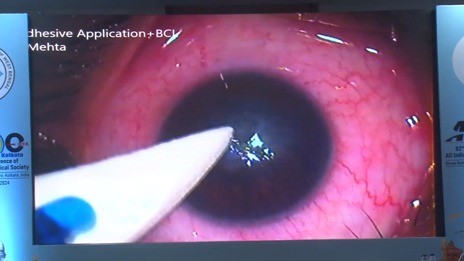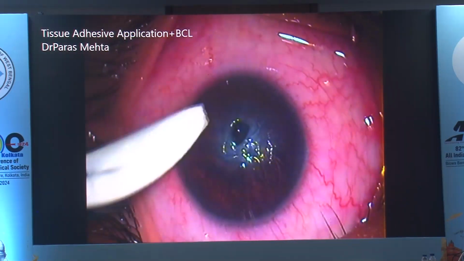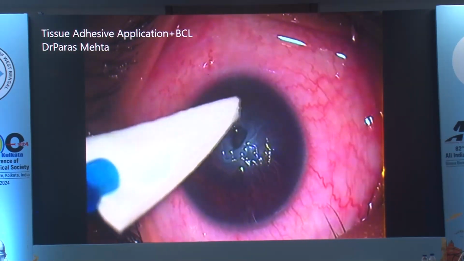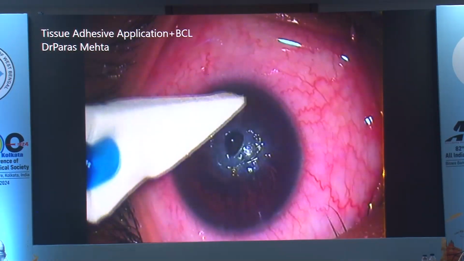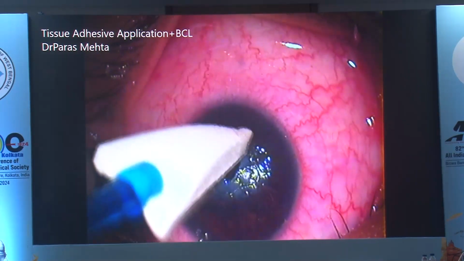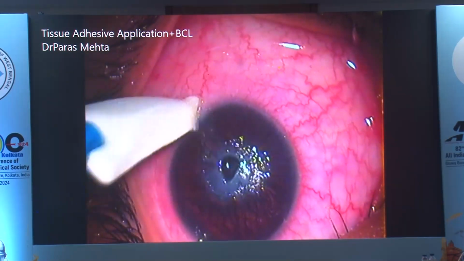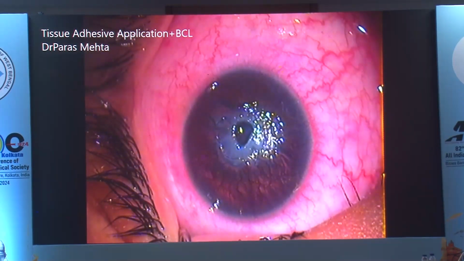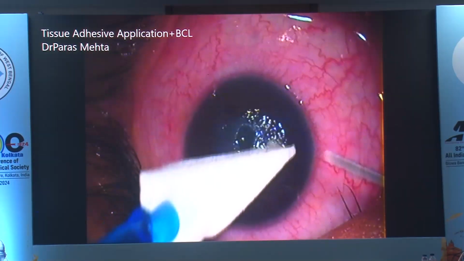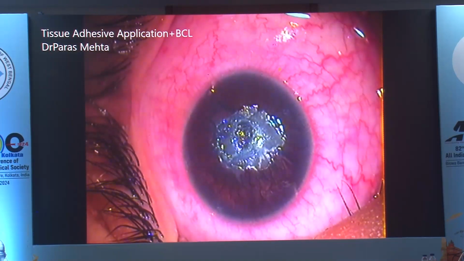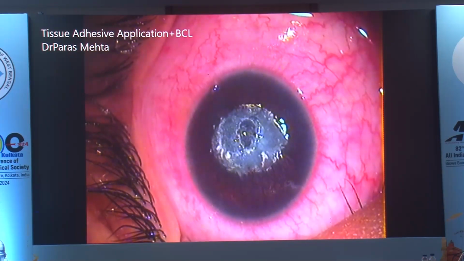This is another case where instead of a number 15 blade, I am using a dry Merocel sponge. If it is dry, you can definitely remove the epithelium with the help of the sponge because it is firm, and that creates a base for your tissue glue to sit on, as you can see here. In a similar manner, you can put a small amount of cyanoacrylate. As you can see, a very small amount, and the excess is absorbed with the help of a Merocel sponge. So a small nice thin layer is formed.